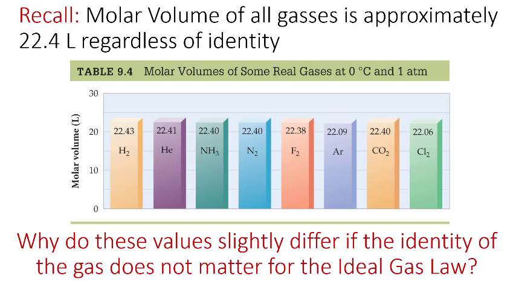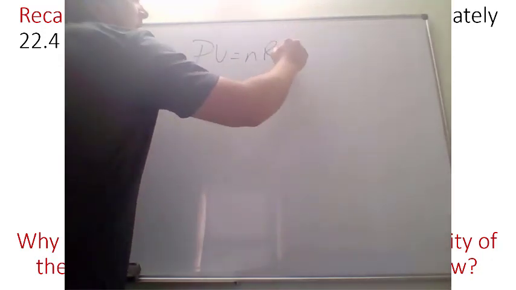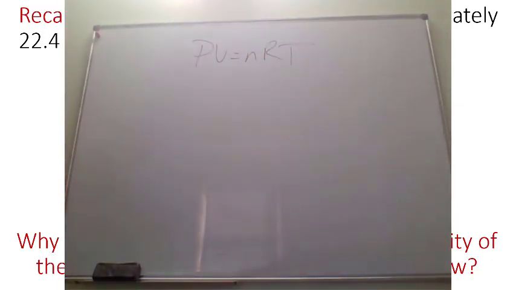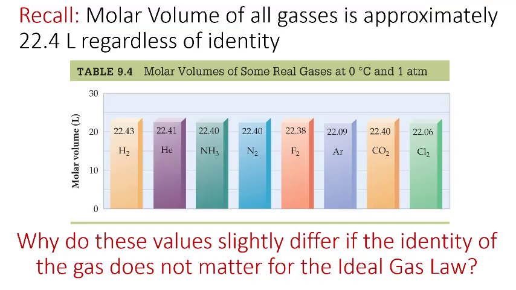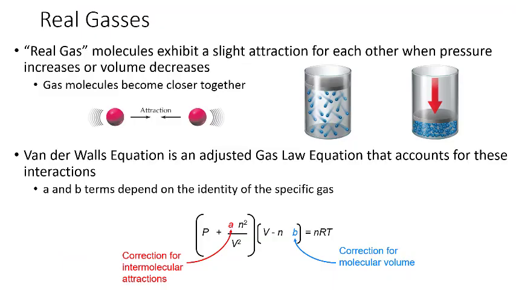So that raises the question, why do these values differ slightly based on the identity of the specific gas? Because we already told you that the ideal gas law, PV equals nRT, does not depend on the identity of the gas. So why do we have this subtle variation that has to do with the identity of the gas if the ideal gas law doesn't involve it? The answer is the fact that real gases, the gases that actually exist on Earth, in real gases, molecules exhibit a slight attraction for each other when the pressure increases or volume decreases.